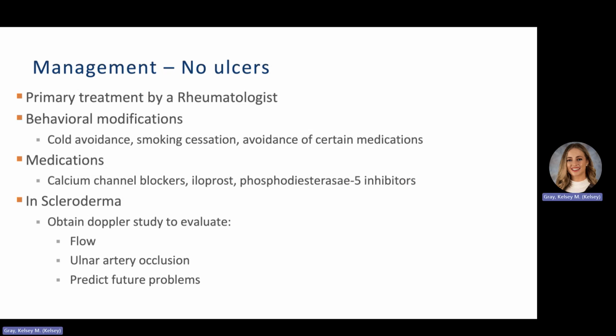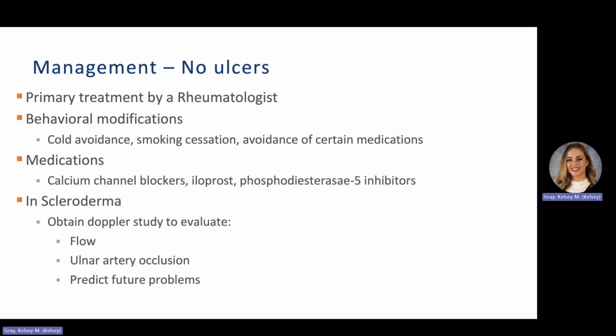Management when there are no ulcers. The primary treatment is by a rheumatologist. Therapy for secondary Raynaud's should be tailored to the underlying condition. Behavior modifications include cold avoidance, smoking cessation, and avoidance of certain medications.